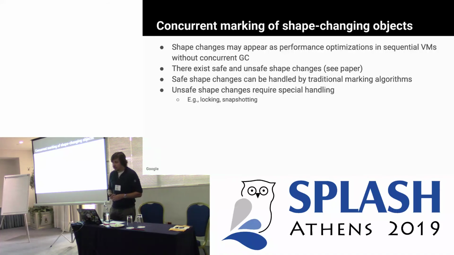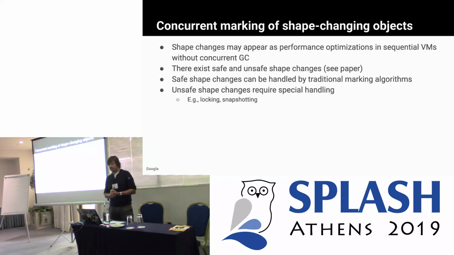So to conclude this paper here, I think our observations were that shape changes may appear in your sequential VM without concurrent GC. And there exist unsafe and safe shape changes. There is more in the paper on that, where we classify which shape changes we consider as safe and which ones we consider as unsafe.